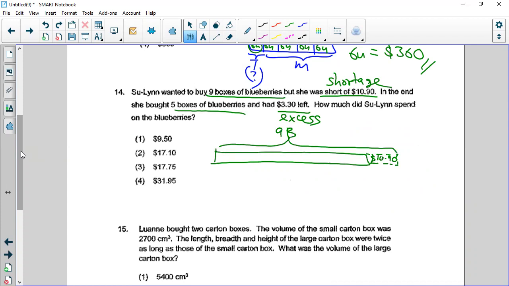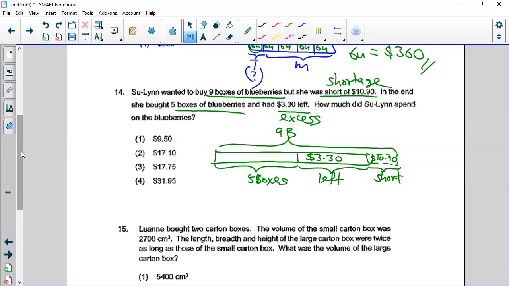So you must have clear arrow signs and clear labelings. In the end, did she buy 9 boxes? No, she didn't. She bought 5 boxes. Labels must always be put outside. Numbers and units are put in the model. And where is the leftover? This is the money left. And how much is that? That is your $3.30 left. And this is called what? This is called the shortage.